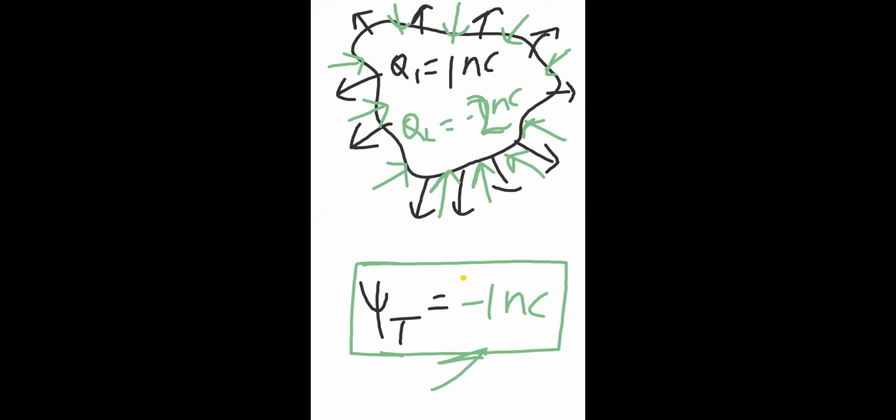Now this is my imaginary surface. Inside the imaginary surface, I have 1 nanocoulomb. Just outside the surface, I have one more charge, that is 1 nanocoulomb. Then what is my net flux that is coming out of the imaginary surface?